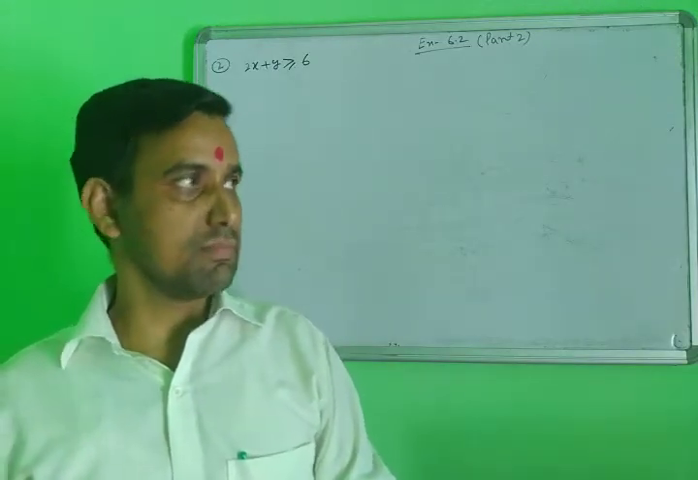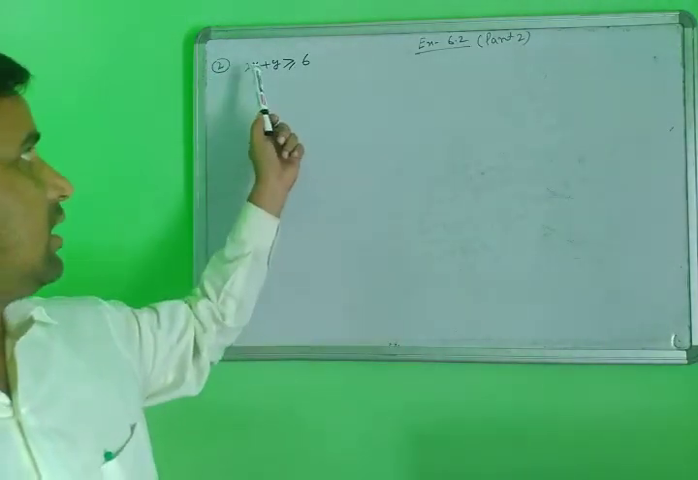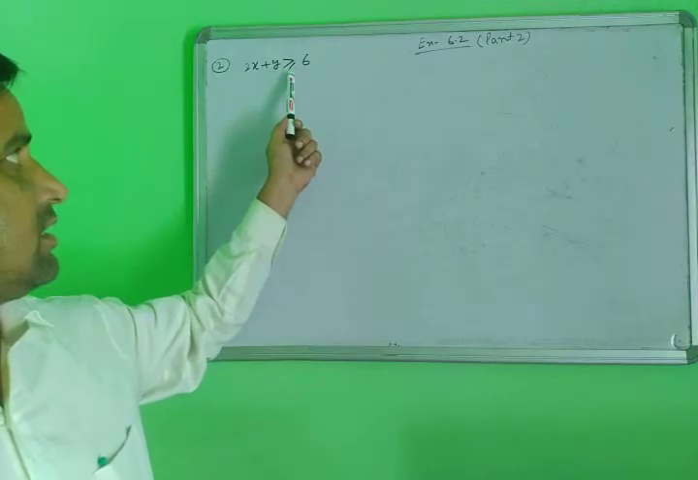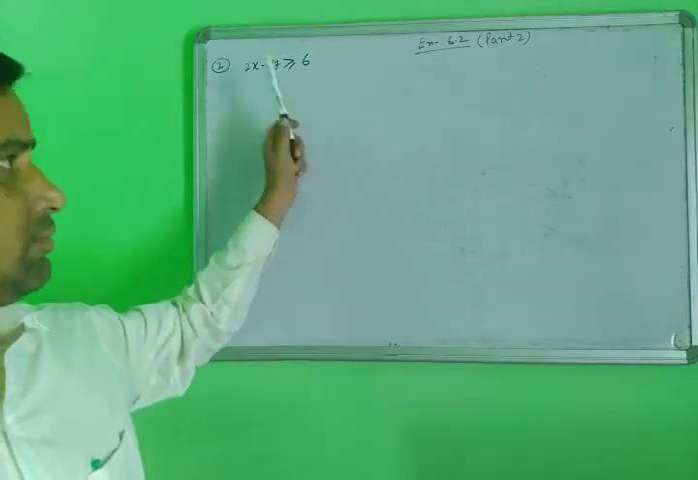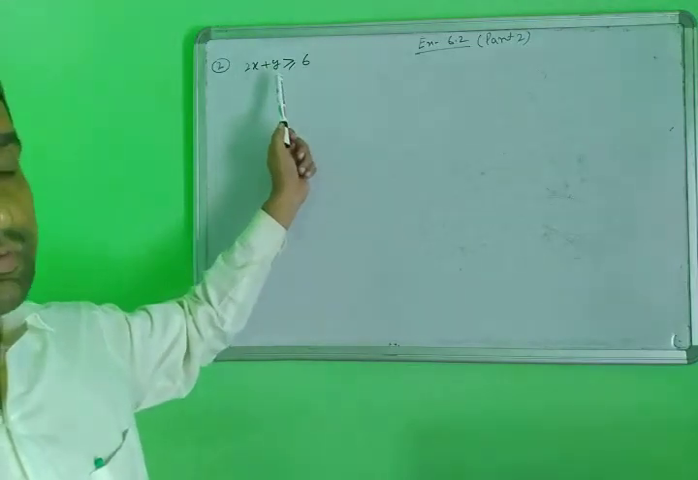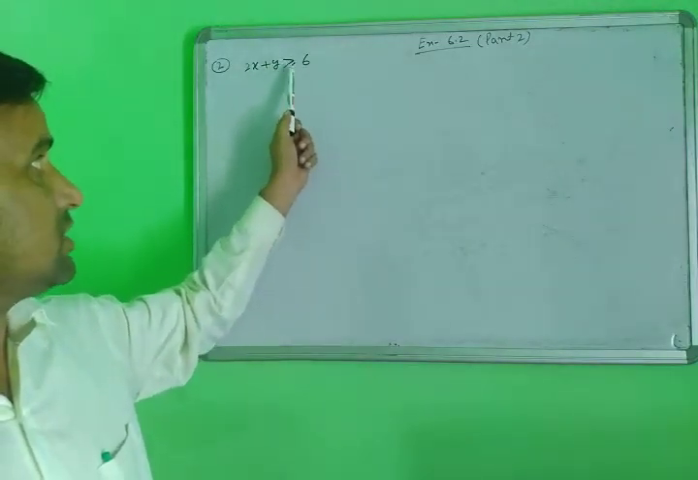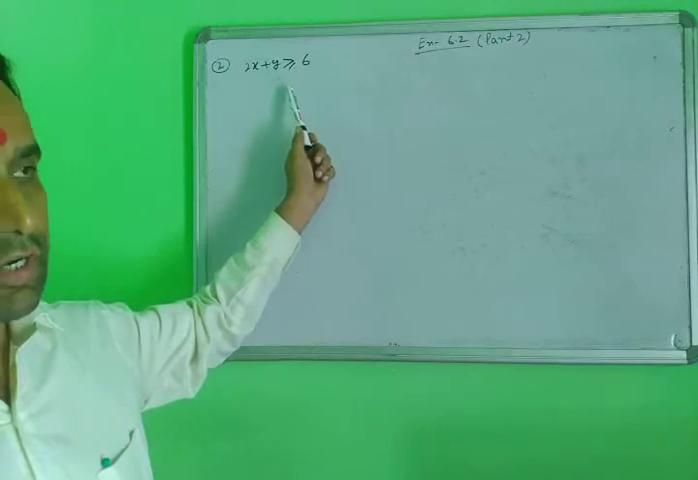Today I'm taking question number 2x plus y greater than or equal to 6. Here is the greater than or equal to symbol. So when you draw the graph, focus on this point: the line will be dotted or dark.